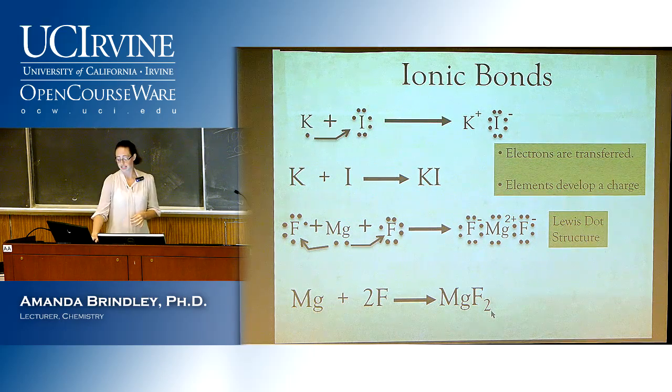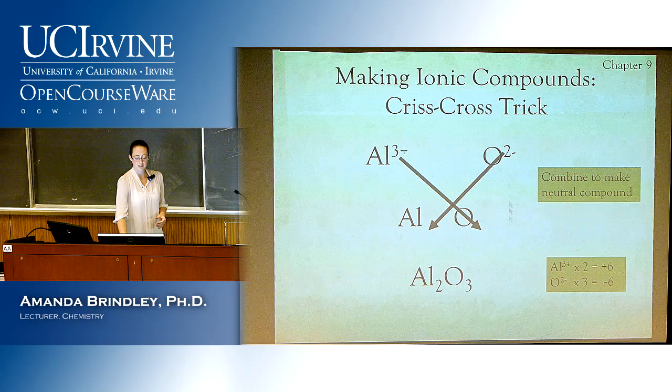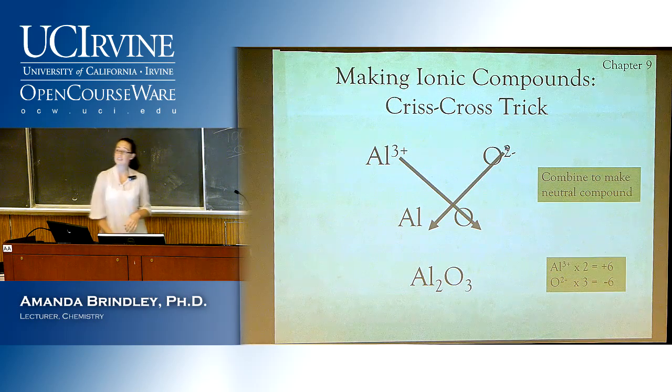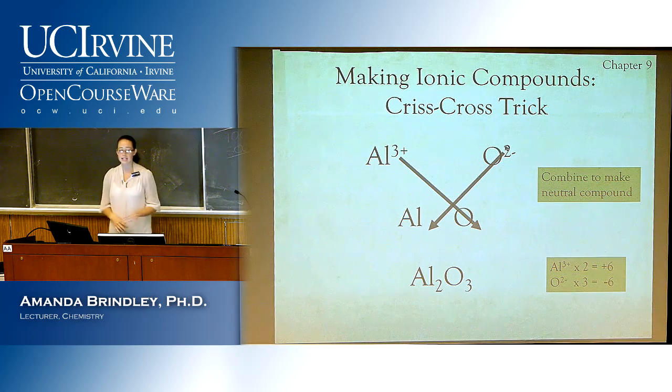Now, there was a trick to doing that as well, and it's to crisscross the charges. So if you had aluminum 3+ and oxygen 2-, you're going to take one charge and bring it down, the other charge and bring it down, and then that'll give you a neutral compound, because 2 aluminums is 2 times 3, which is 6, and then 3 oxygens, 2-, so that's a -6. So we have a +6 and a -6, so we have a neutral charge. And whenever you're forming ionic compounds, you need it to be a neutral charge.